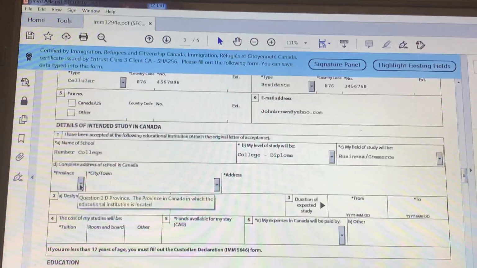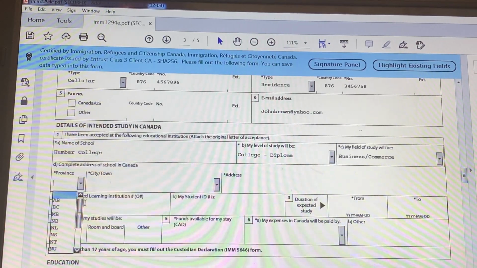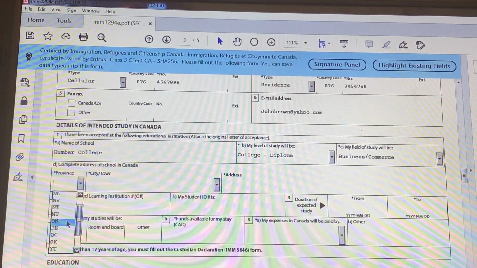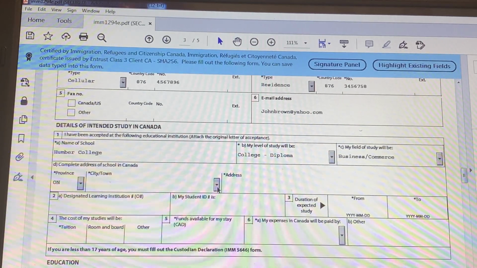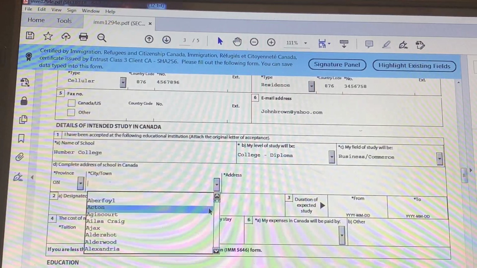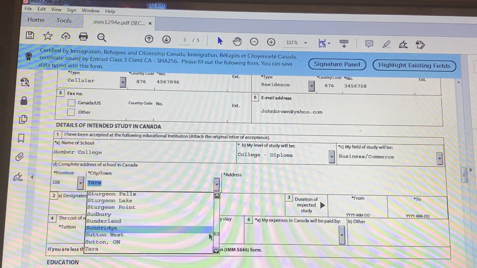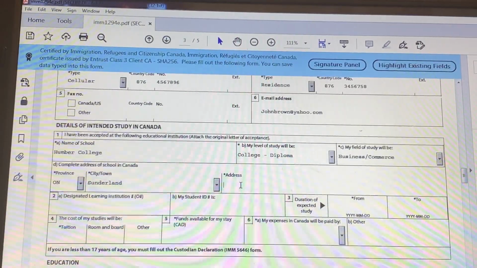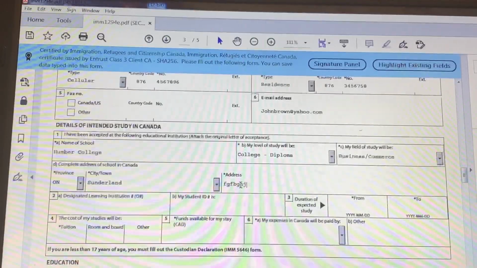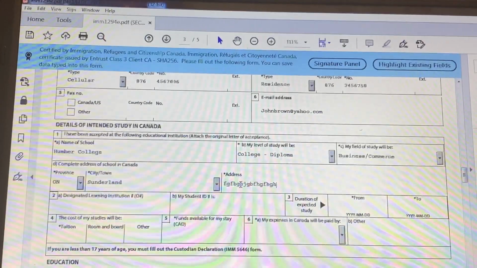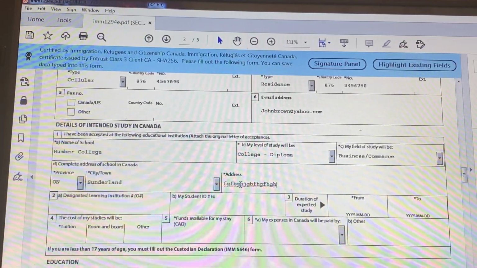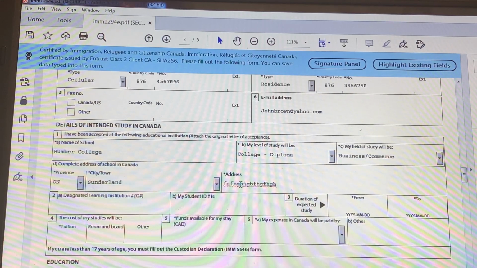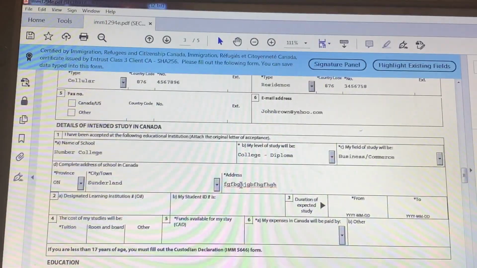Okay, complete address of the school. Umber College is in the province of Ontario. And the city, I am not sure where it is. I'll just choose Toronto. Whatever, I'll just choose a city, wherever it is from. And you put the address right here. All right, guys, that's pretty straightforward. You must know the address of the school. You have applied to them. If not, you just go and Google it, and you put the address right there.